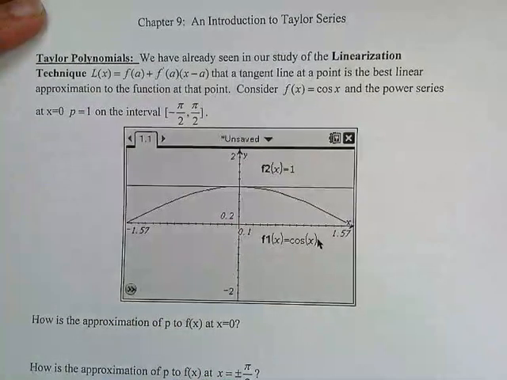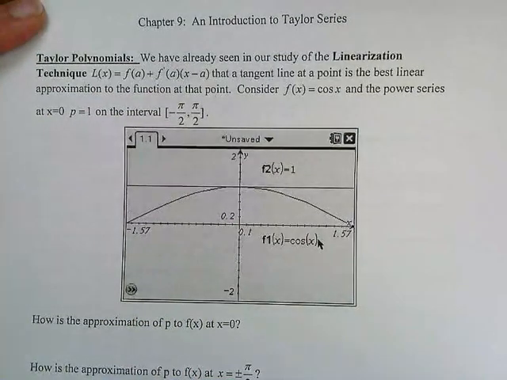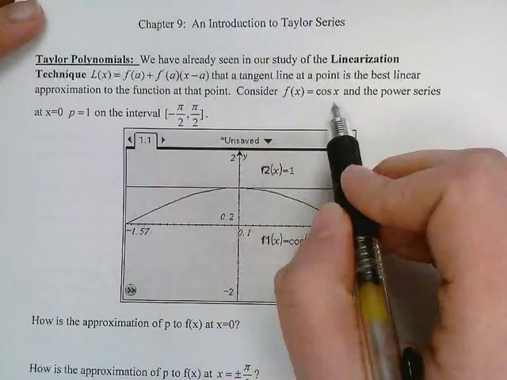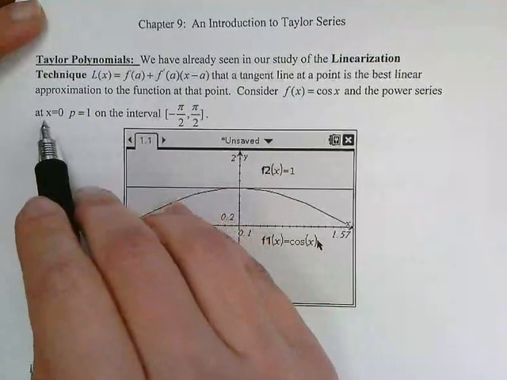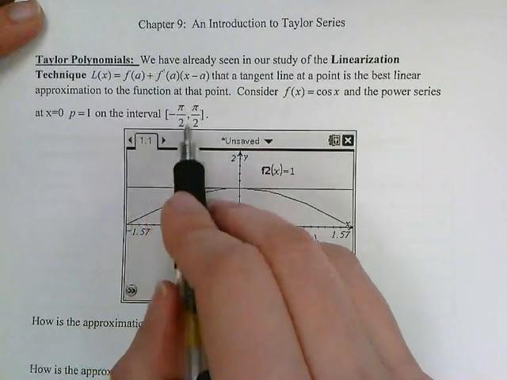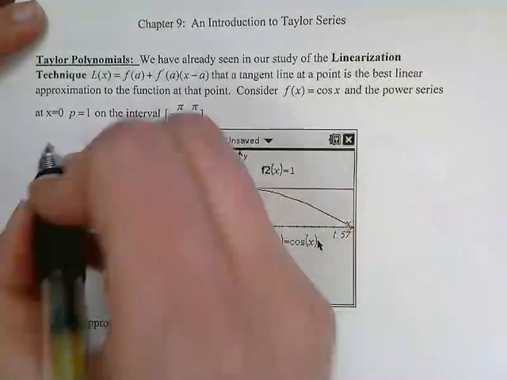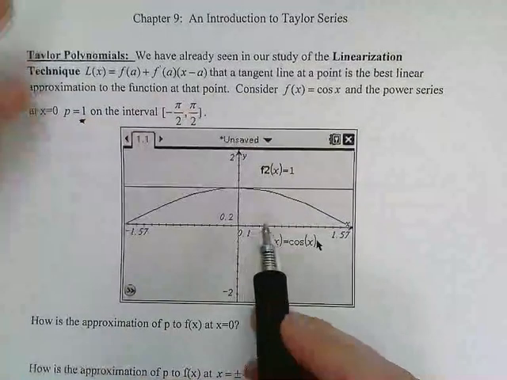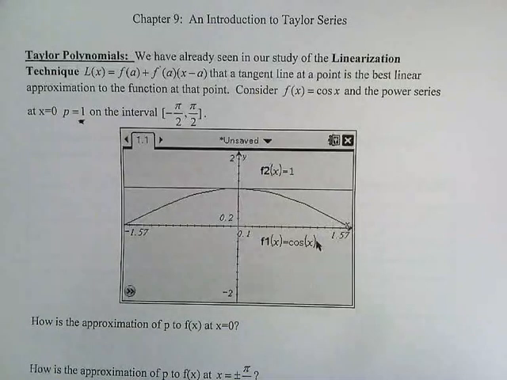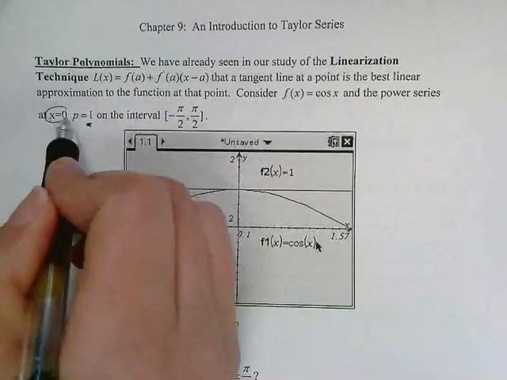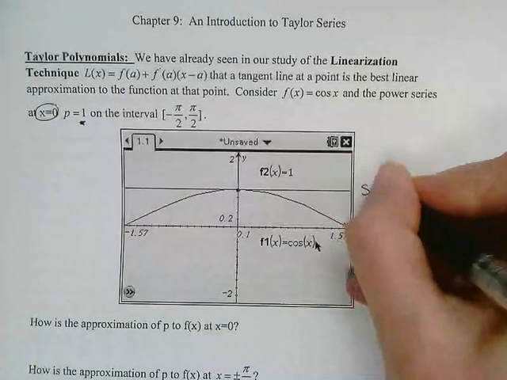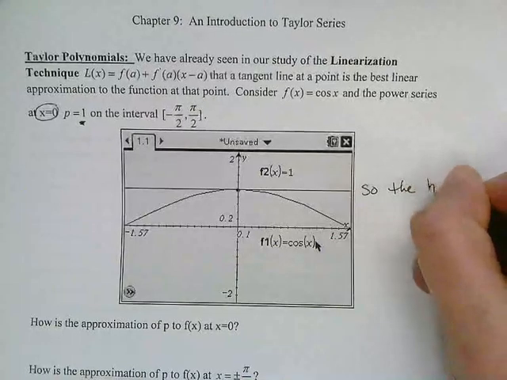That was what we did in the derivatives section. So let's consider f of x equals cosine of x, and the power series at x equals 0, p equals 1 on the interval negative pi over 2, pi over 2. So if I just graphed the first term, p equals 1, within this interval, what do you notice? At x equals 0, is that a good approximation?